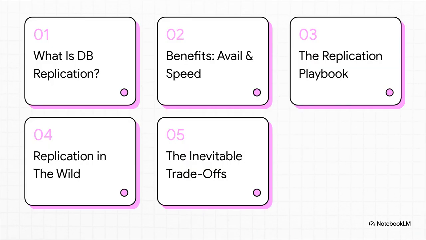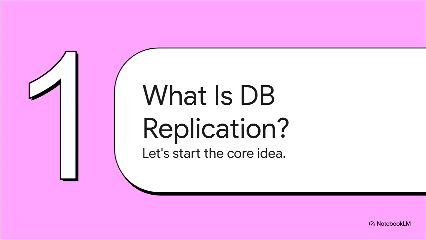So, here's how we're going to break it down. First, we'll cover what replication actually is. Then, we'll get into the big benefits, availability and speed. After that, we'll look at the playbook for how it's actually done, find some examples out in the wild, and then wrap up with the trade-offs, because there are always trade-offs. Okay, let's get right to it.